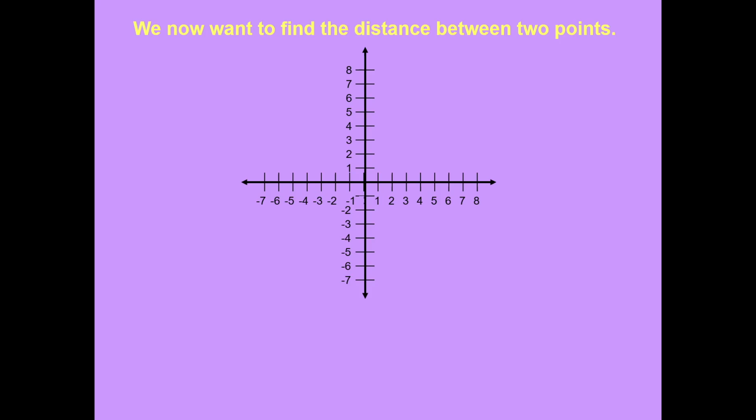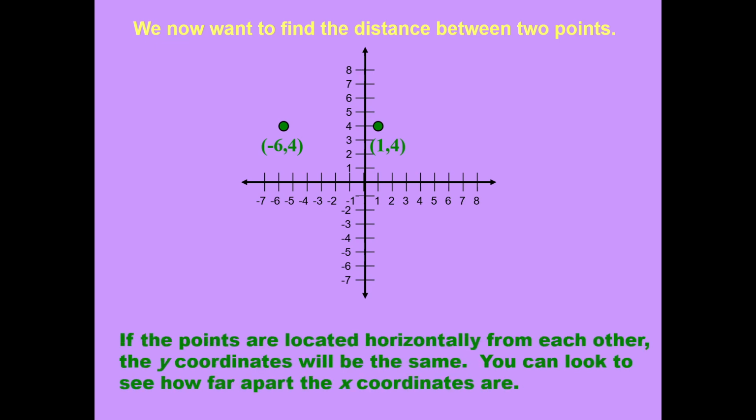The distance between 2 points. If points are located horizontally from each other, the y coordinates will be the same. You can look to see how far apart the x coordinates are. So you have 1 here and -6 there. Counting the units, 6 plus 1 makes it 7 units apart.